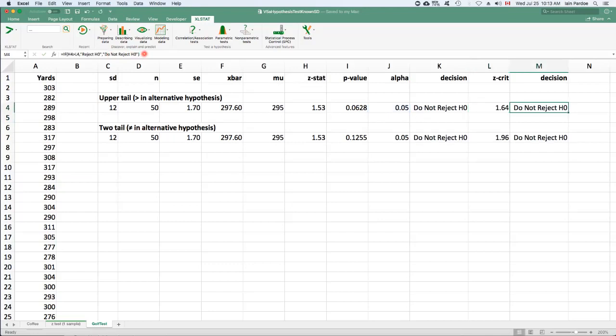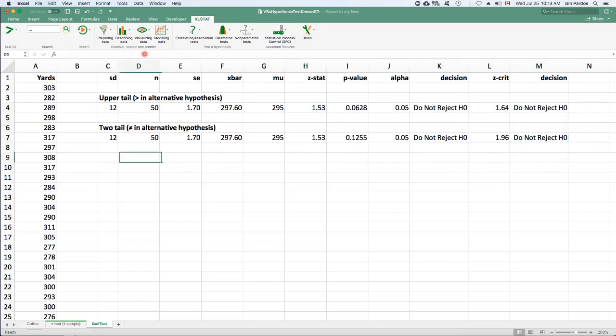Decision rule is the same as it was before. It's not quite the same as before because we're doing an upper-tailed test. So this time it's if the Z statistic is in the upper rejection region, so to the right of the critical value. And 1.53 is not in the rejection region. It's not bigger than 1.64. So we do not reject the null hypothesis.